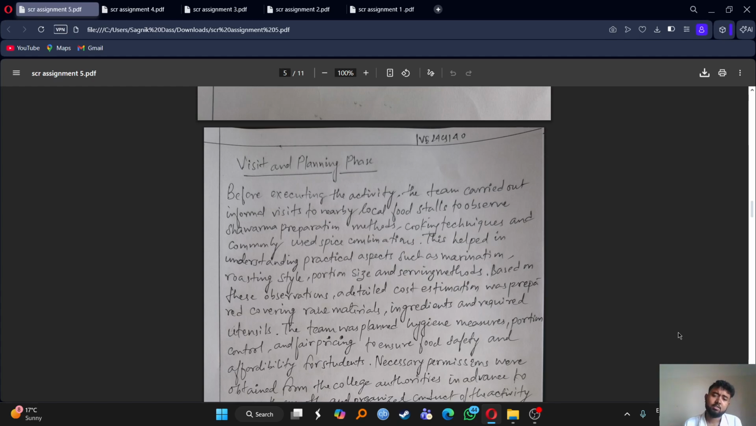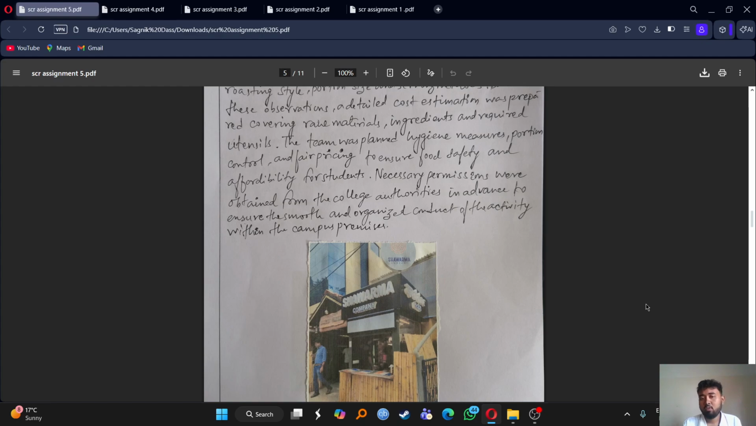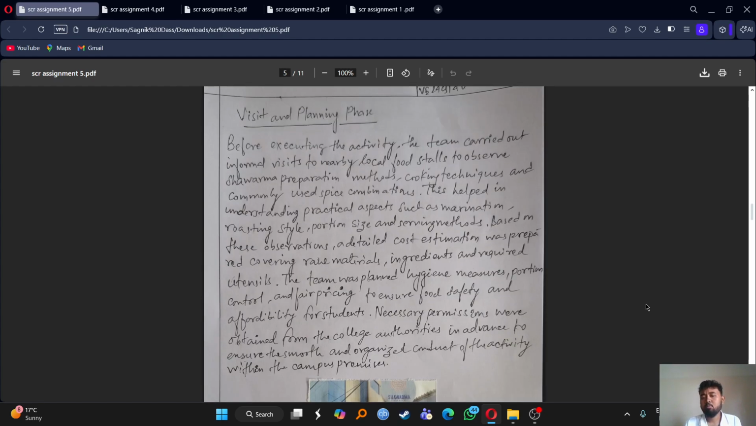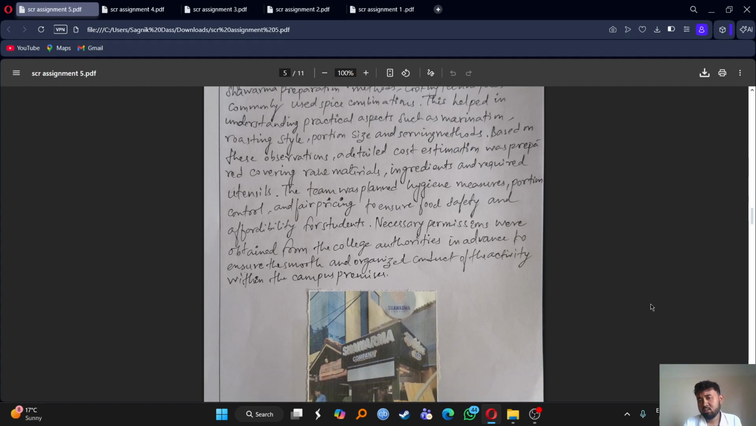Visiting and planning phase. As a part of this we visited some of the popular shawarma stores near our college. The shawarma company is one of them. We went there, we checked how the shawarma is being prepared. We asked them some of the non-secret steps or procedures they took to prepare the shawarma. We learned how to maintain hygiene and measures, the portion control, and fair pricing also we learned from them.